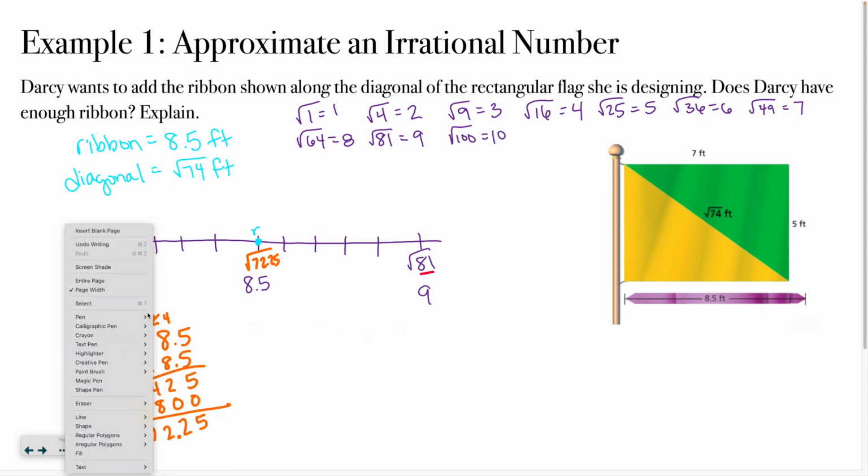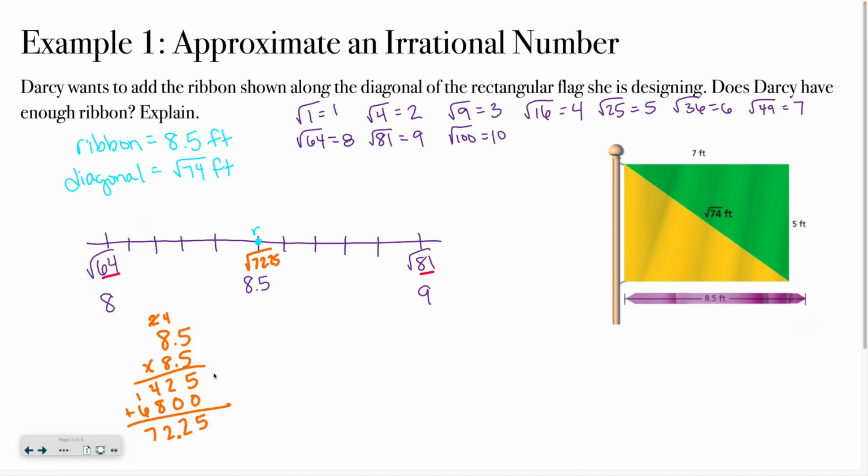Another way that you maybe approach this, because maybe you did it a little bit different, maybe instead of doing 8.5 times 8.5, you started doing some guess and check. So maybe you said, I'm going to test like 8.6. So then you would do that. Oops. It'd help if I wrote the same number. So 8.6 times 8.6. Oops, I just wrote my numbers backwards.